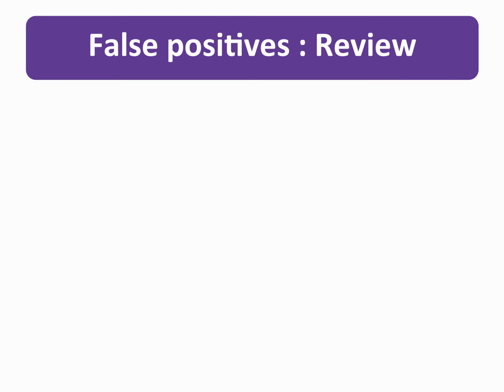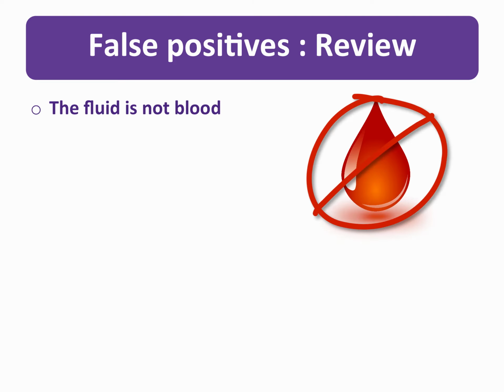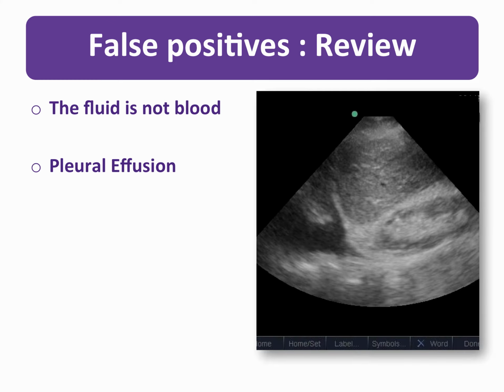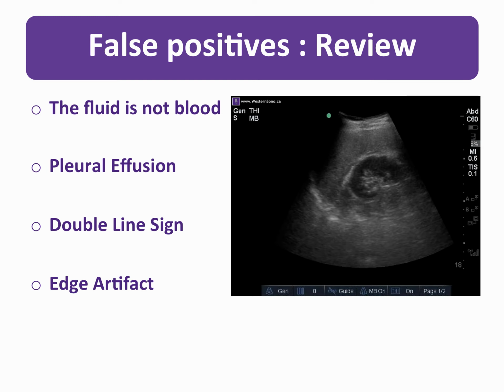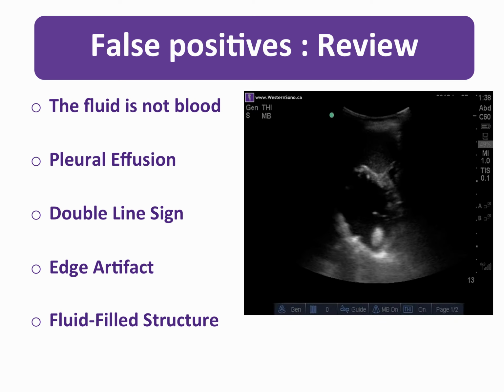So let's review the false positive. The fluid is not blood and is actually ascites, peritoneal dialysate, or several other sources previously reviewed. The fluid is above the diaphragm and is instead a pleural effusion. There is no free fluid, and what you are seeing is the double line sign, representative of perinephric fat. You are in fact seeing edge artifact. You are mistaking stomach for free fluid in the left upper quadrant.